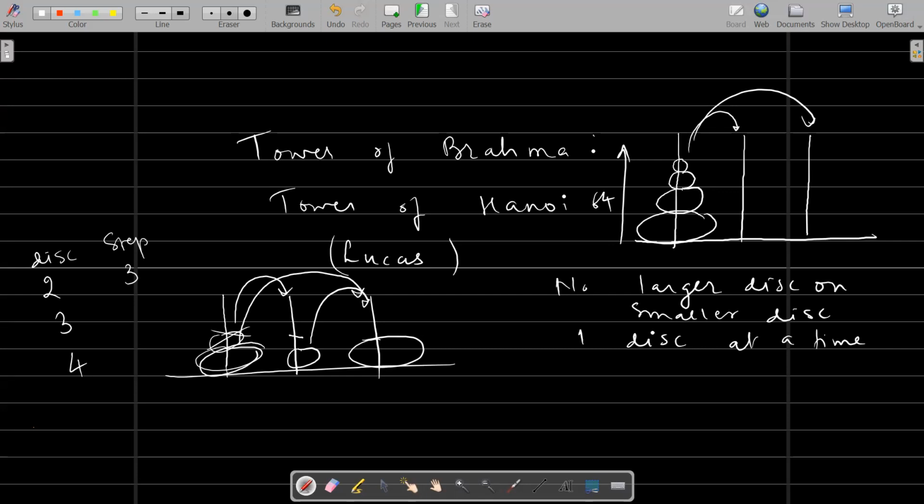Sir, for 3, it's 15. For 3, 15, sir. For 3 it's 7.